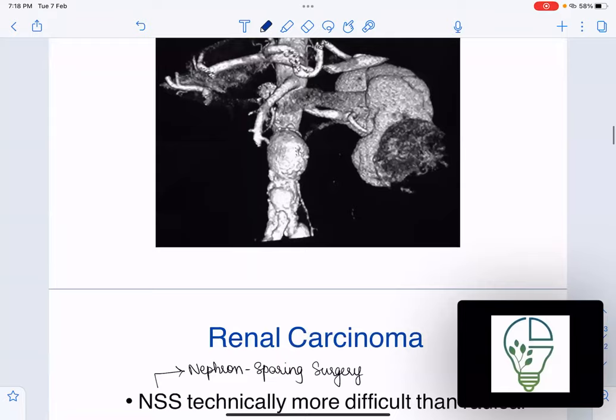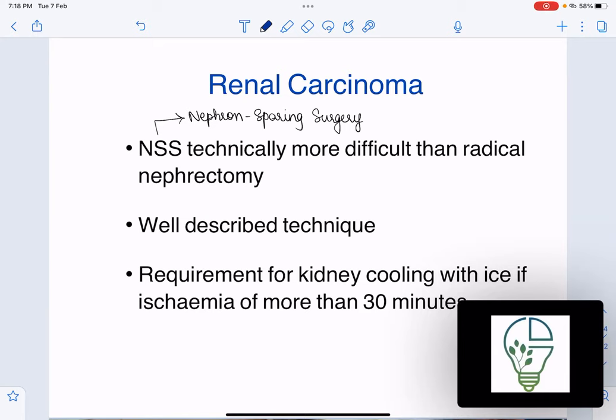Another approach that I said I would talk about later on, remember when I said, what if we find it in stage one or stage two? There is another approach which is called nephron sparing surgery. It's more conservative. It's not as harsh as the radical nephrectomy. It is more difficult and it requires a lot more expertise. What we do is we just remove the nephron itself, meaning that area of the kidney will be resected. How do we do it?